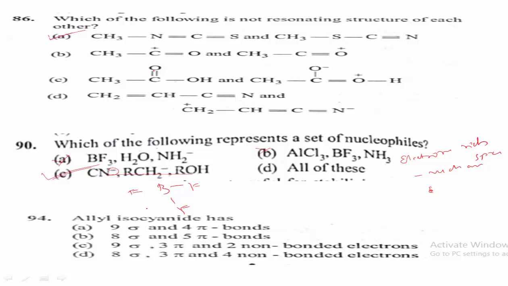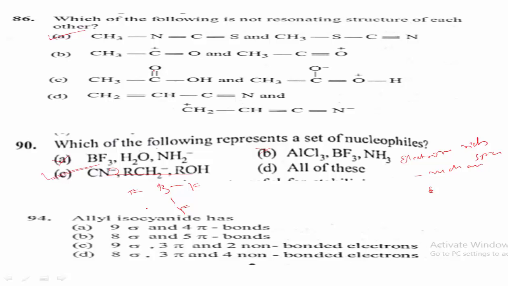Okay, next question number 94. Allyl isocyanide has: option A, 9 sigma and 4 pi bonds; option B, 8 sigma and 5 pi bonds; option C, 9 sigma, 3 pi and 2 non-bonded electrons; option D, 8 sigma, 3 pi and 4 non-bonded electrons.